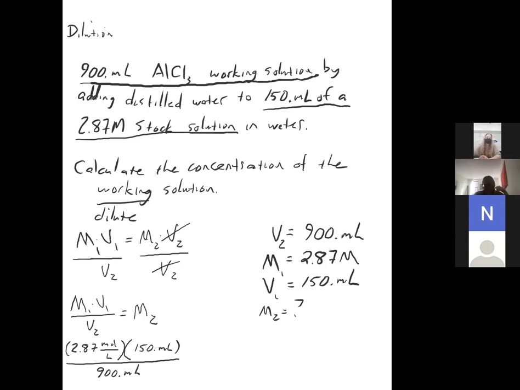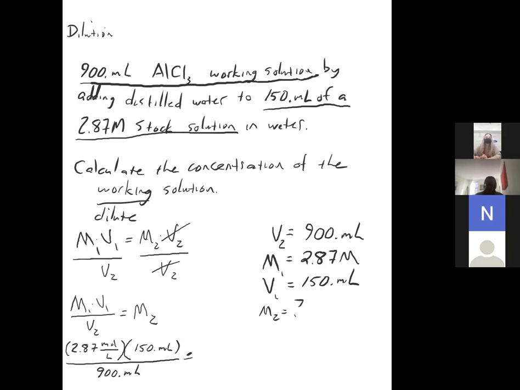It started at 2.87. Take a look at the arithmetic, right? If you're multiplying it by a number 150 and then dividing it by 900, it's going to give you a smaller number because 150 over 900 is less than 1. So there we go. Okay. So now let's just go ahead and do a little calculation here.